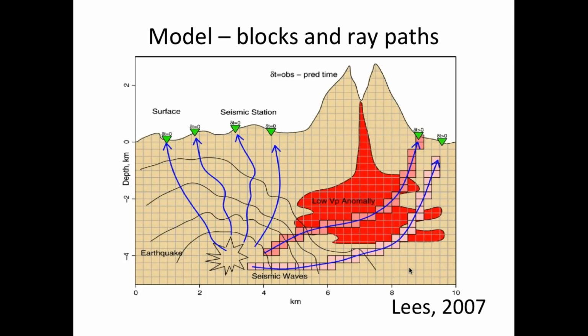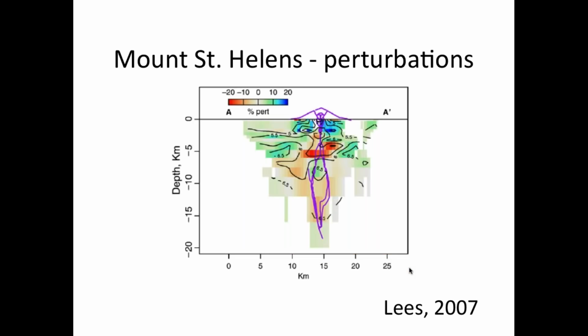Ideally, the diagram here just shows rays traveling through. You only see as many as one ray, the blue lines, per little block grid element. To get good answers, you want to have several rays coming from different places, all traveling through the same block. And that rarely happens in practice. So let's look at a real example.